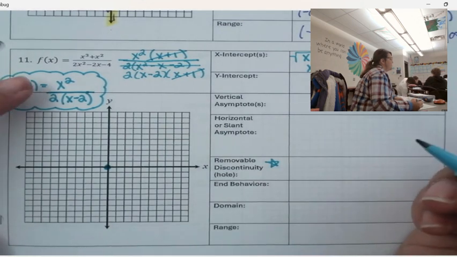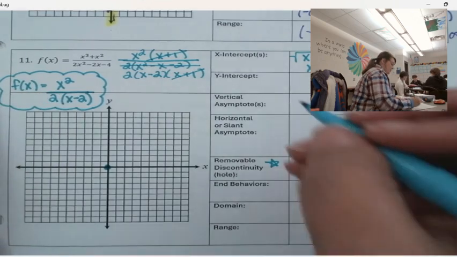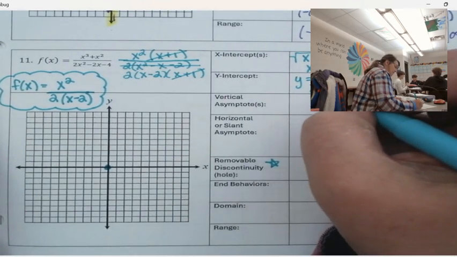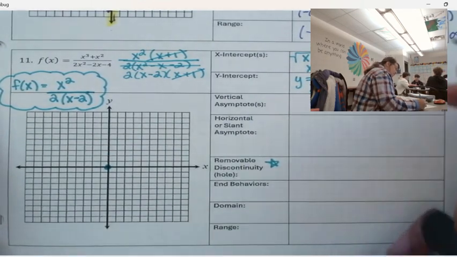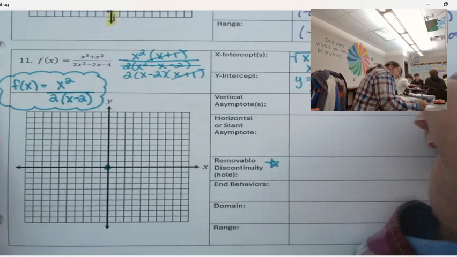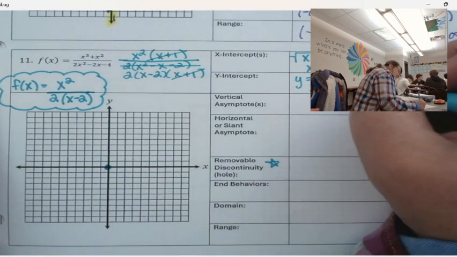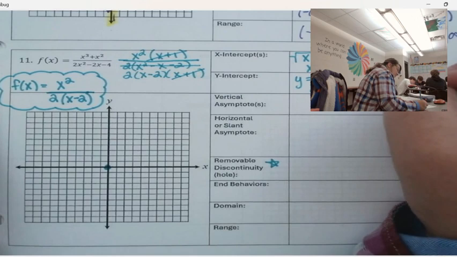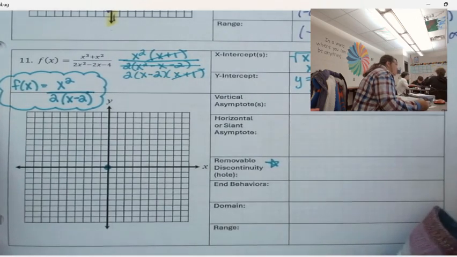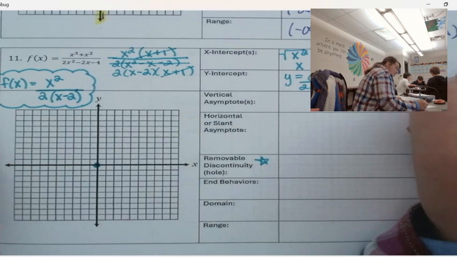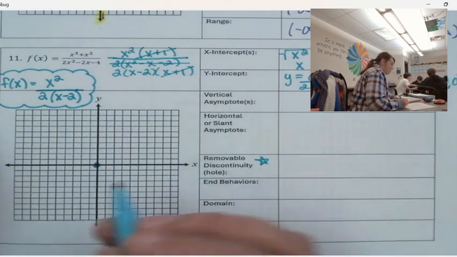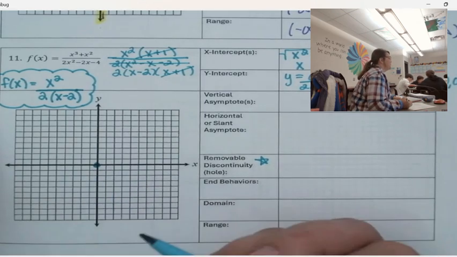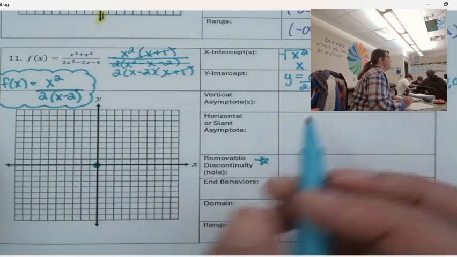To find the y-intercept, I replace all of the x's with a 0. So y equals 0 squared over 2 times 0 minus 2. Okay, let's simplify that. 0 over 0 minus 2 is -2. So 2 times -2 is... wait, what's 0 divided by anything? 0. So 0, 0 is also my y-intercept. We should have known that was going to happen. If it's the x-intercept, it's also going to be the y-intercept. But it's okay to do the math and make sure.